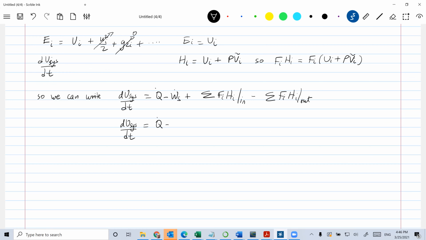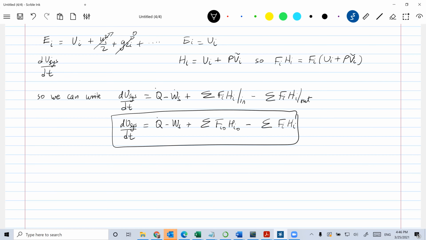As a convention, we can rewrite this as sum of Fi naught Hi naught minus sum of Fi Hi. So this is where we start with an energy balance. Okay. So this, I believe at this point, is closer to equation 8.1 in the book. Closer, not exactly there, but it's closer to that.